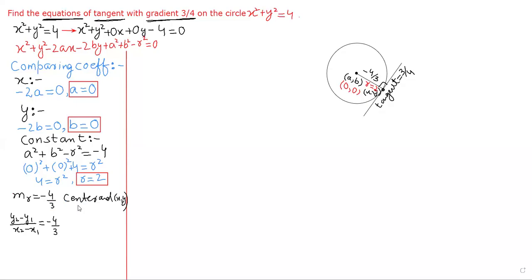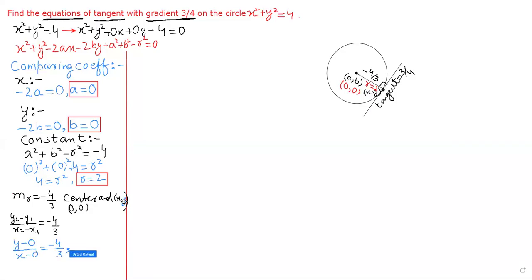Center coordinates हमारे पास जो आए थे, that were coming 0, 0. ठीक है, और एक्स वाई तो हमारे पास एक्स वाई ही है, तो let's plot it over here. 0, 0. Let's make it as x1 y1 and this will be x2 y2. ठीक है, so when I will plot it, what will happen? This will become y - 0 over x - 0 equals to -4/3.